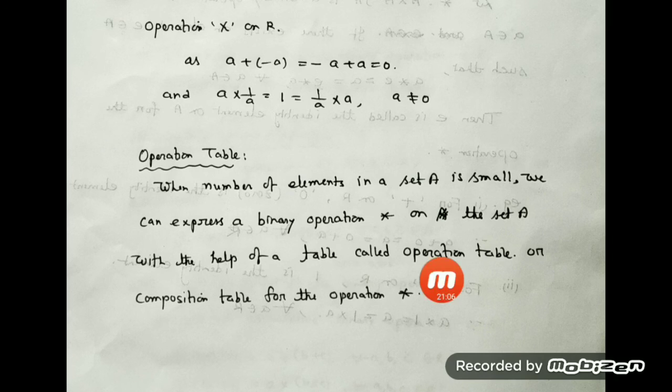Now one more topic is there, that is your operation table. What is an operation table or composition table? That we have to know now. Let me first read this. When the number of elements in a set is small, that is, a set contains very few elements, we can express the binary operation star on the set A with the help of a table, called the operation table or the composition table. Remember, an operation table or composition table is used for a set containing very few elements. How to construct the operation table?